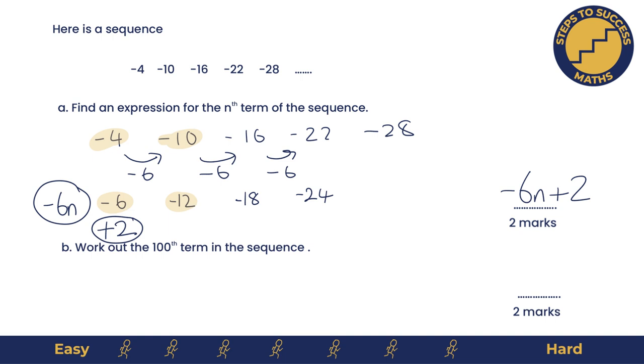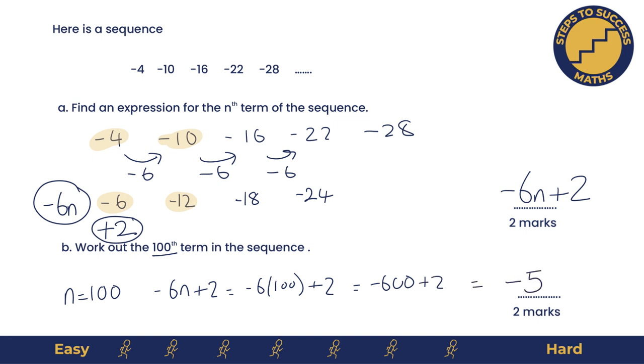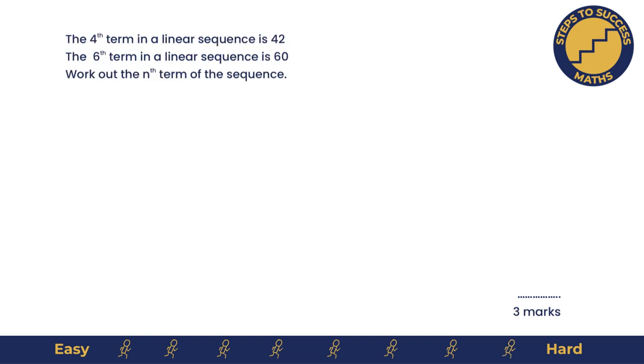And we're going to use that for part B to work out the 100th term in the sequence. So when n equals 100, it's -6n plus 2. -6 times 100, add on 2. So that's negative 600 plus 2. Remember, when you add 2, it goes back towards 0. So that's negative 598.